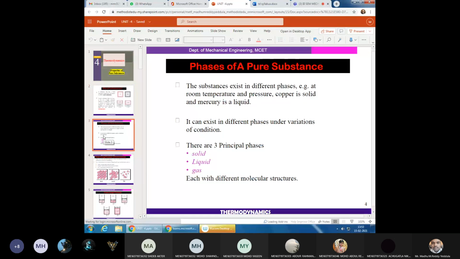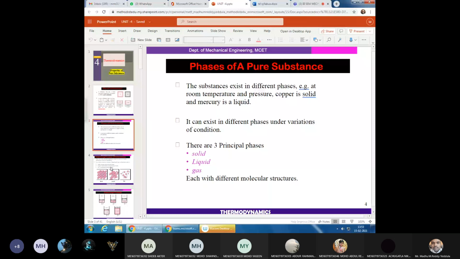Right. So phases of a pure substance. As we know, any substance in the universe can exist in any of these three phases, maybe solid phase or liquid phase or gaseous phase, right? The substance exists in different phases at room temperature and pressure. At room temperature, copper will be a solid, but mercury is a liquid. Even water is a liquid, right? So it depends on the substance. Now we see what is solid, what is liquid, what are gases. What are the differences between solid, liquid, and gases?